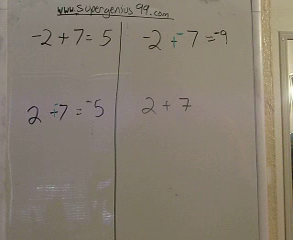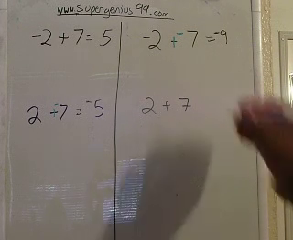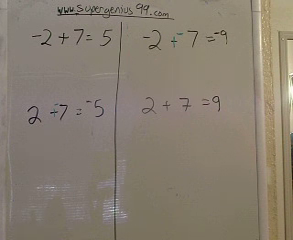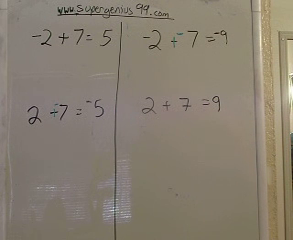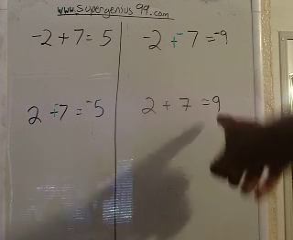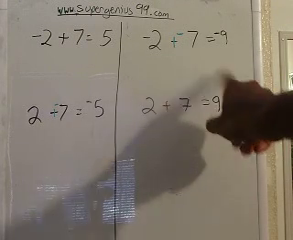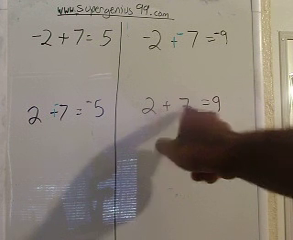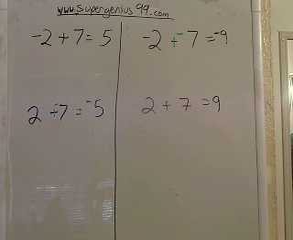2 plus 7. What's 2 plus 7? 9. This is a +2 and a +7. When it's the same sign, we sum, and the sign should not change. Since both of these were positive, the answer is positive.